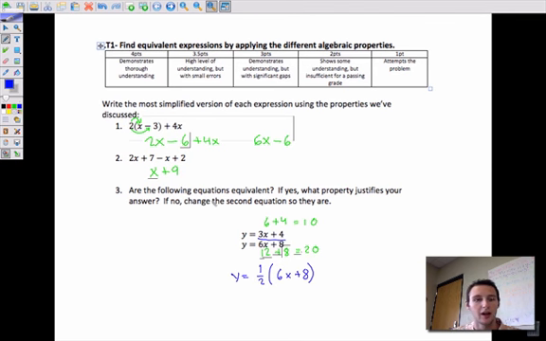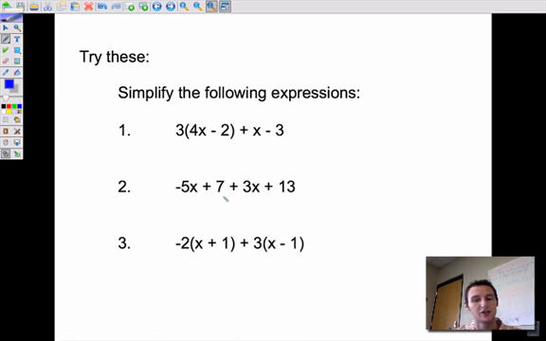So the next thing that we'll have you do before you do your retake is to try these problems. So there's 3 expressions written here. You can work on simplifying these. You'll have to do a little bit of distributing, combining like terms, just like we did on the previous page.